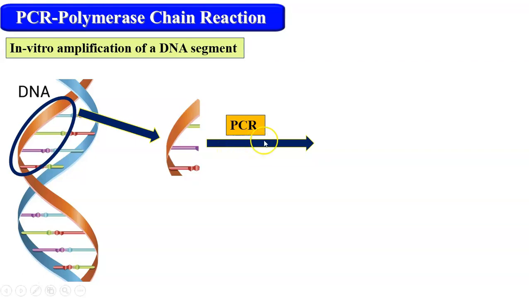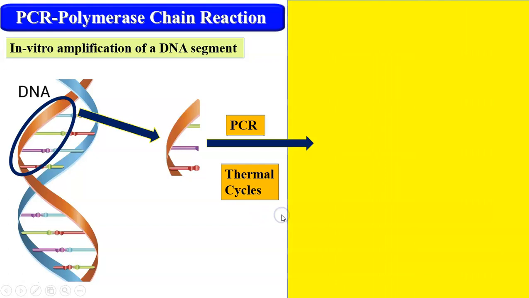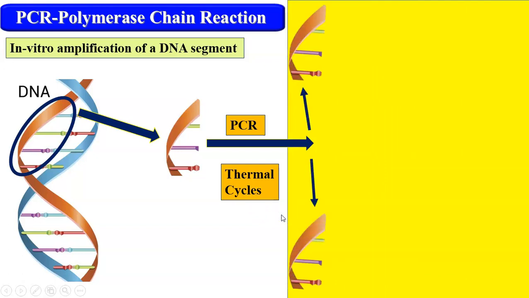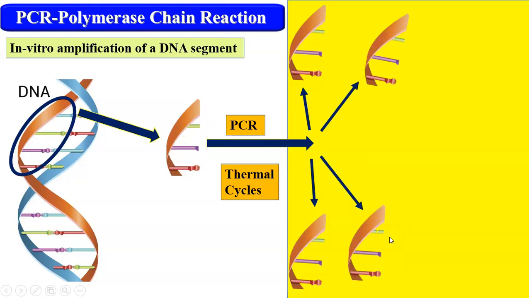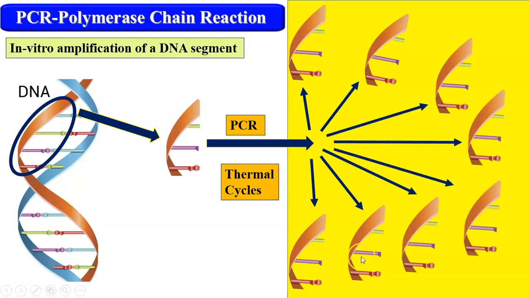This technique was first developed by Karim Mullis, for which he is awarded Nobel Prize. This method involves thermal cycles. When first thermal cycle is conducted, we get 2 copies from the initial 1 DNA segment. At the end of the second thermal cycle, we get 4, and at the end of third thermal cycle, we get total 8 copies of DNA segment. Thus, in an exponential manner, the number of DNA segment increases with every successive thermal cycle.